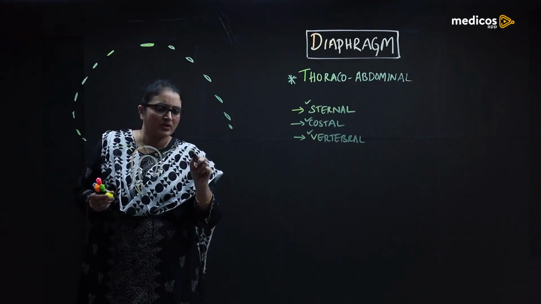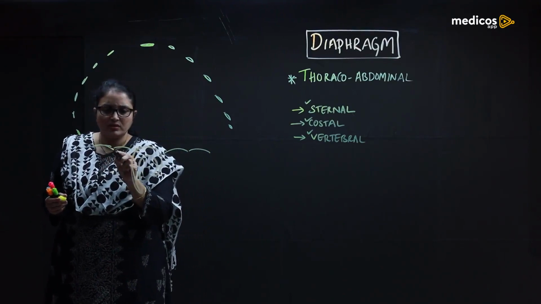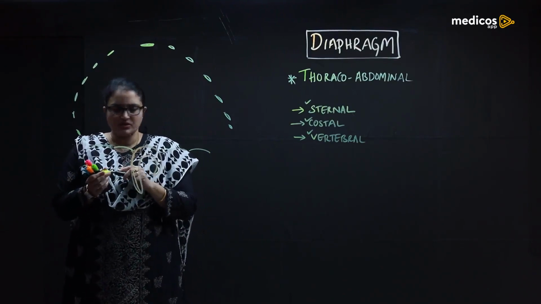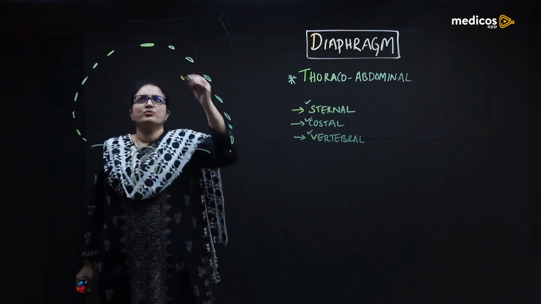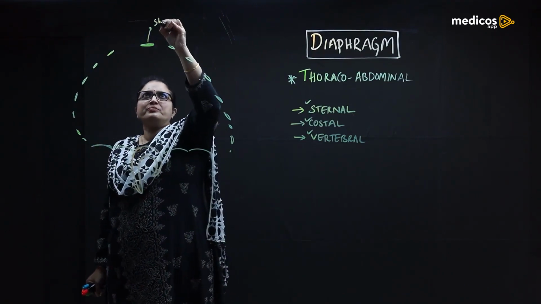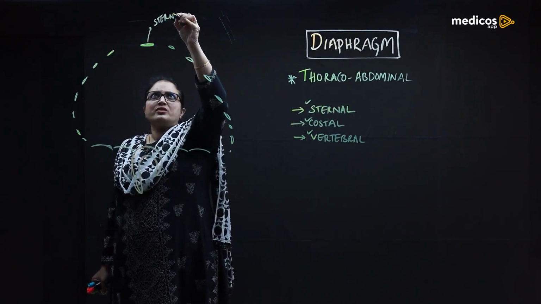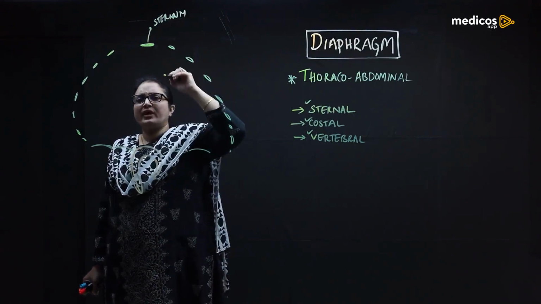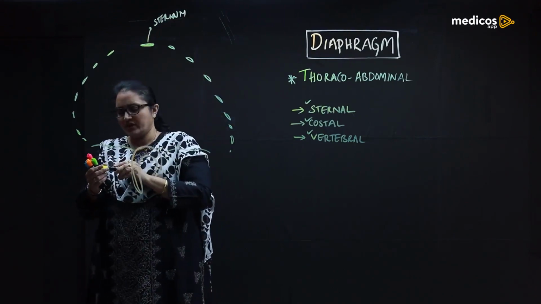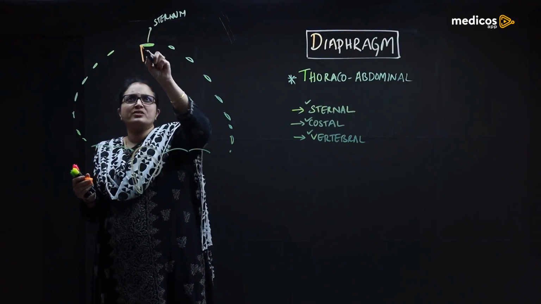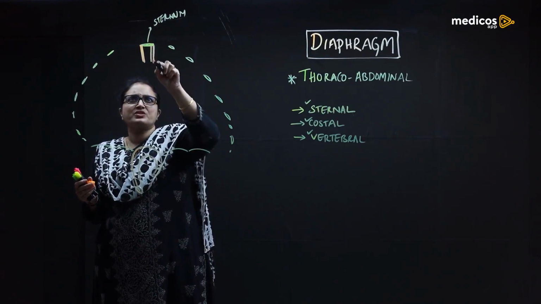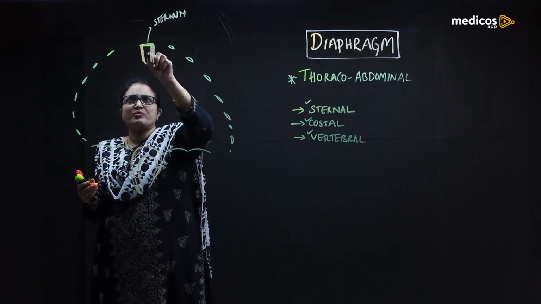We'll just add 2 parts here. I'll explain what these 2 parts are. We'll take this as the sternum. From the sternum, you have 2 slips. I'll draw it in different colors, please. So 2 slips, muscular strips of the diaphragm, arise from the sternum.